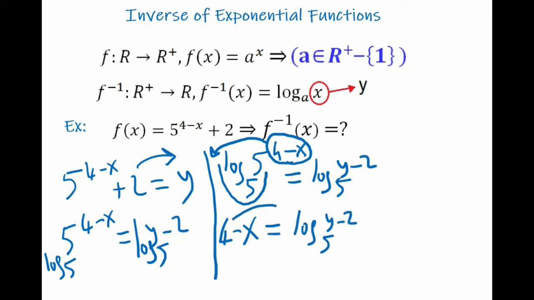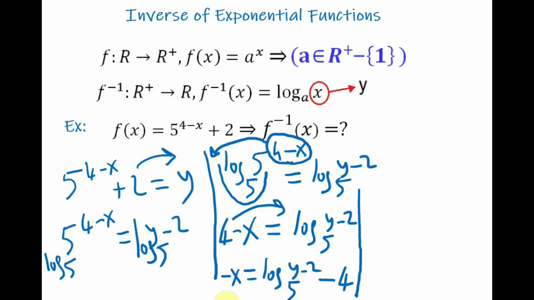And just send this 4 to the other side, okay? So negative x will be logarithm of y minus 2 in base 5 plus, here it was positive 4, and now it becomes negative 4. So it's going to be minus 4. This is a negative x, but we are trying to look for positive x. So I need to multiply both sides by negative 1.